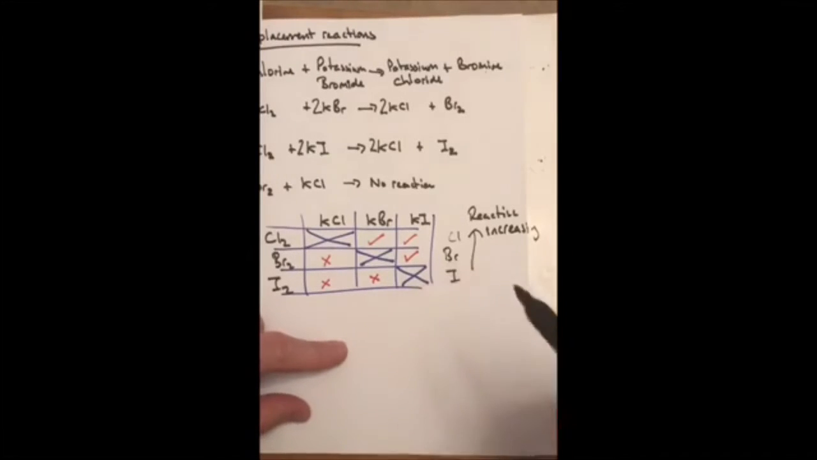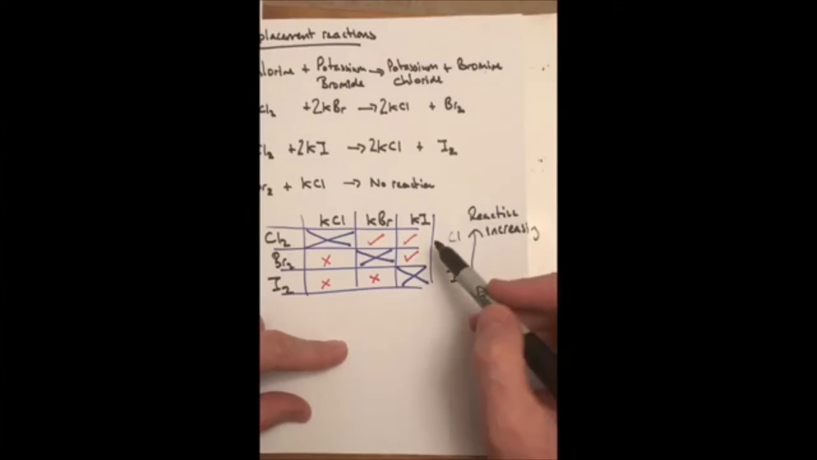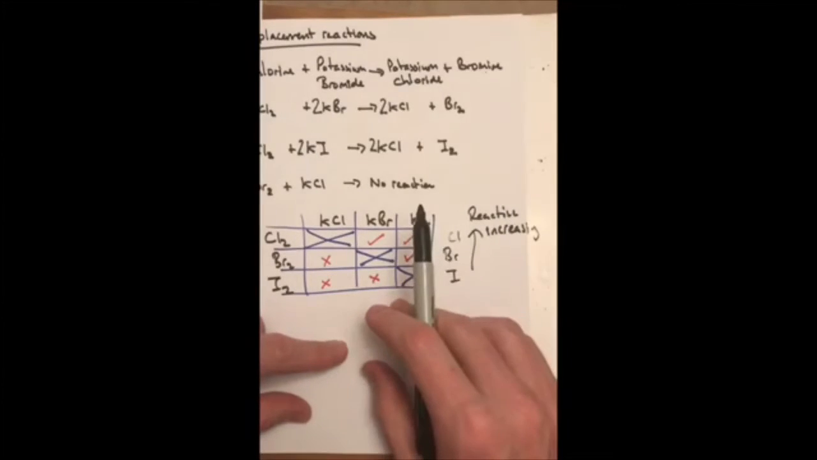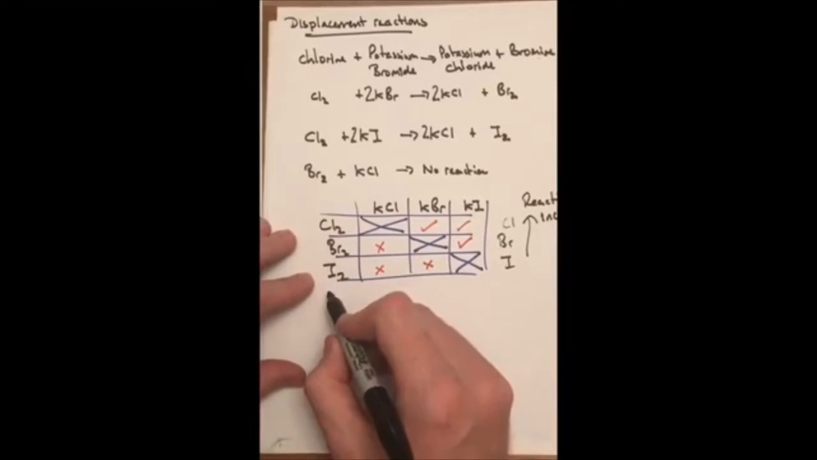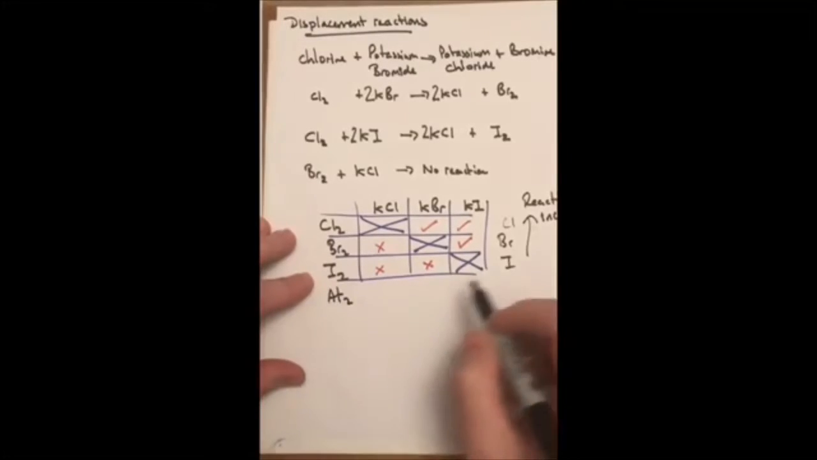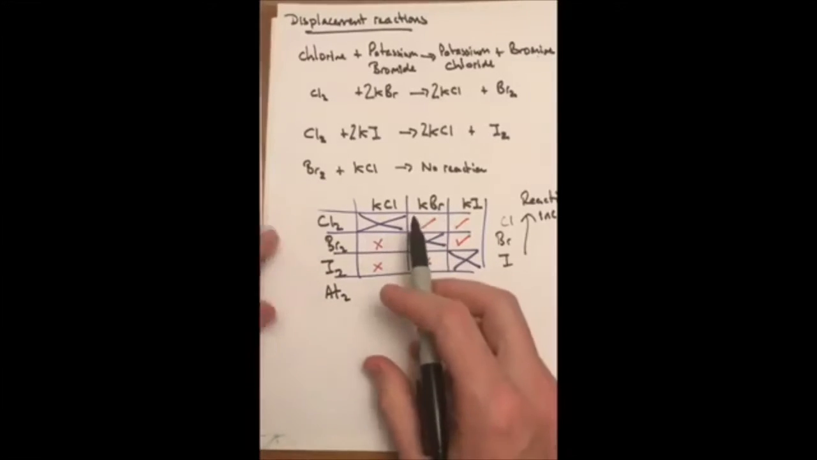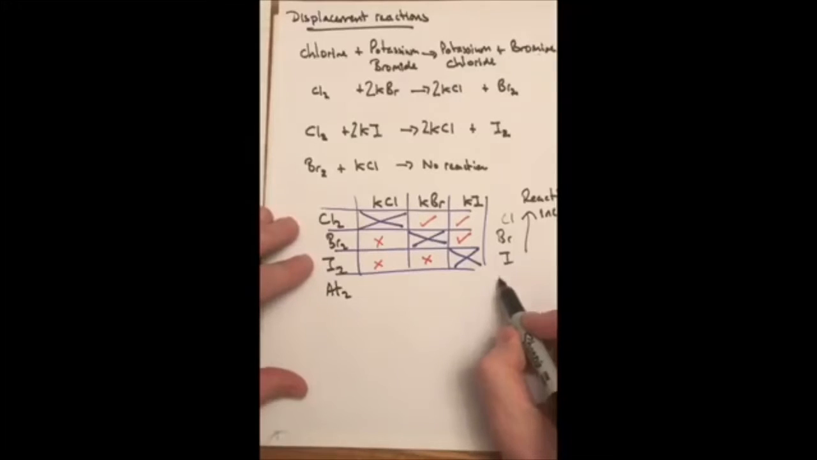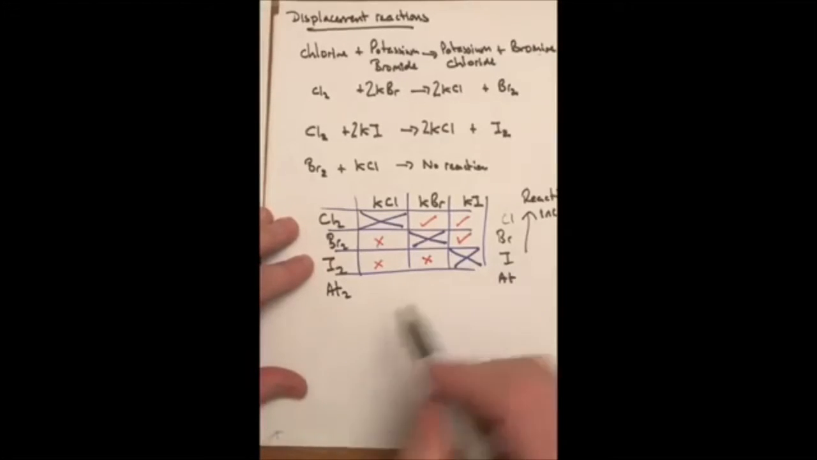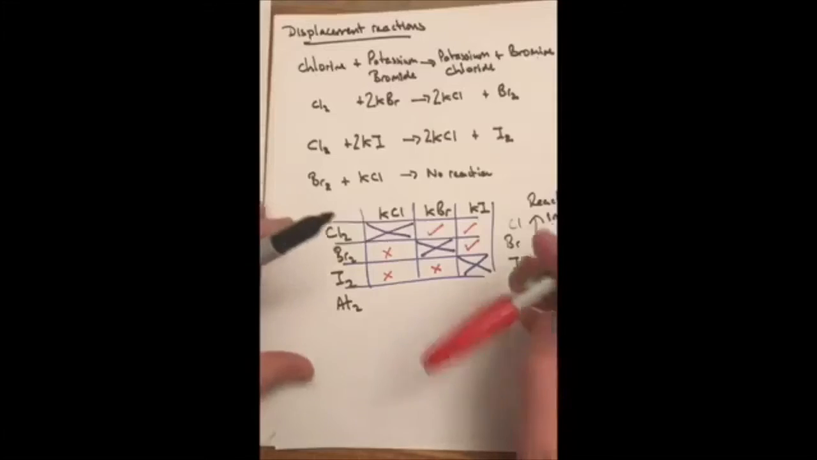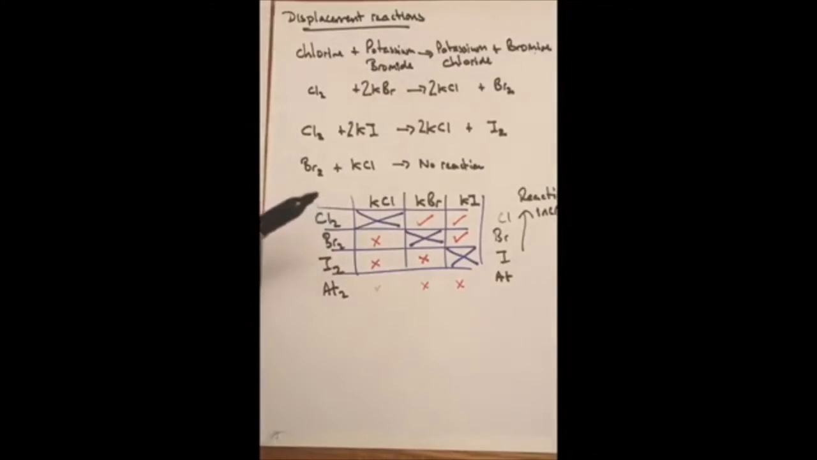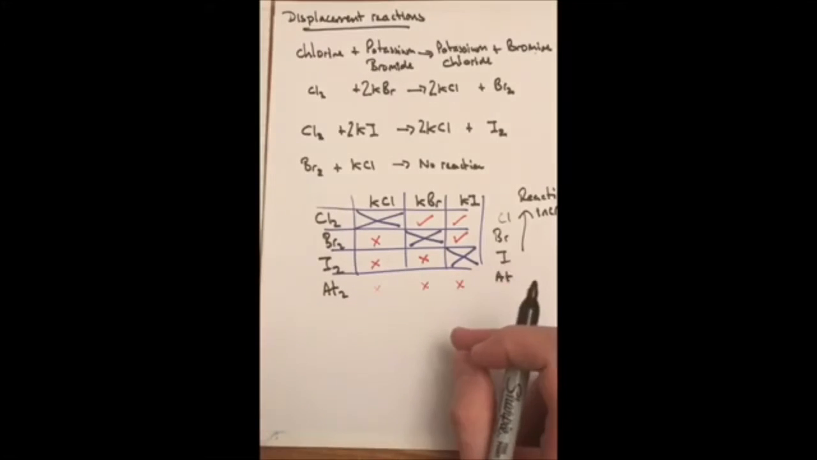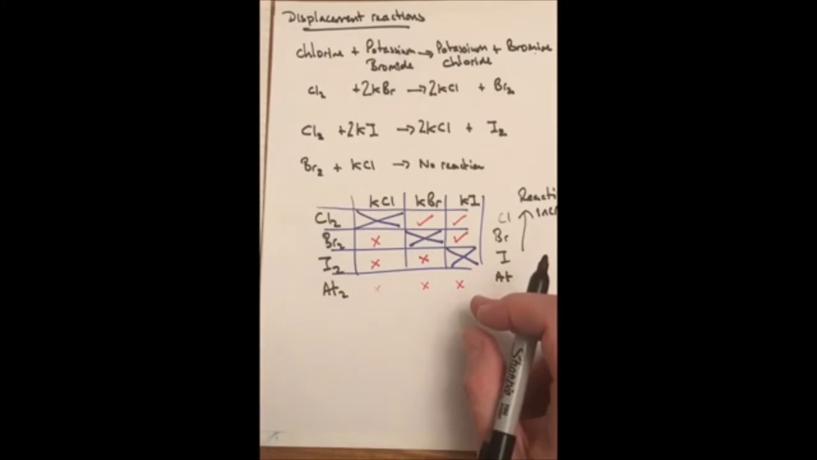Reactivity is increasing, which is the opposite to group 1. In group 1, as you go down the group, they become more reactive. In group 7, the halogens, as you go up the group, they become more reactive. If we were to chuck in astatine at the bottom, let's just have a little think. What would happen here based on this pattern? We can see that astatine would sit down here, therefore it's going to be the least reactive. So we would expect that to be no reaction, no reaction, and no reaction. We wouldn't expect to see anything happening with astatine because it's the least reactive in group 7.